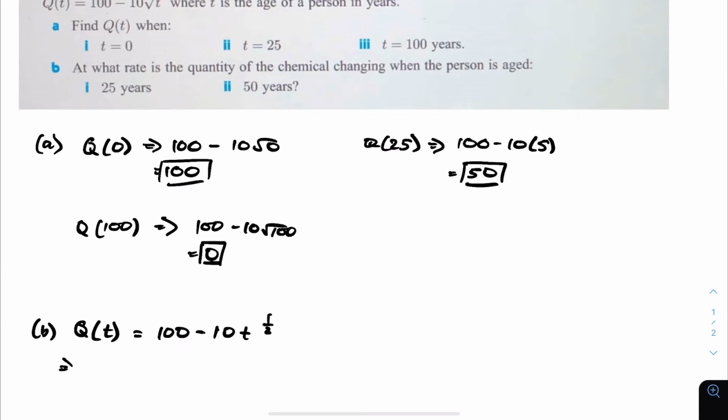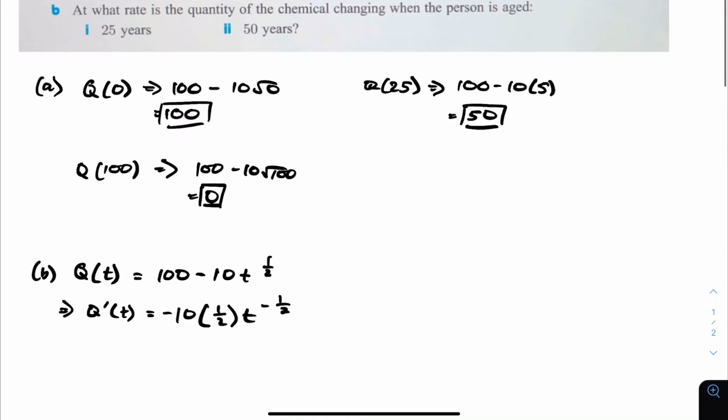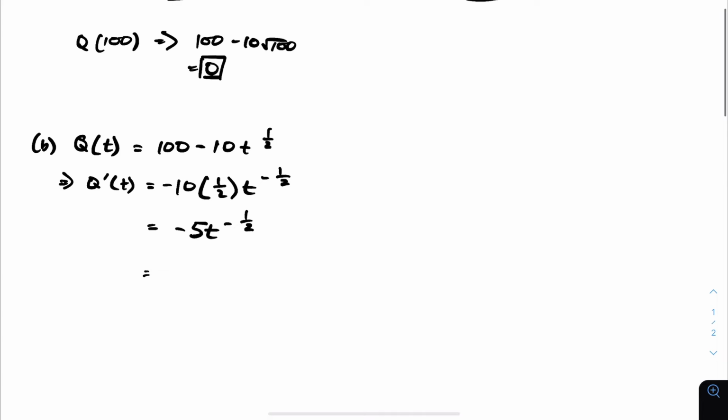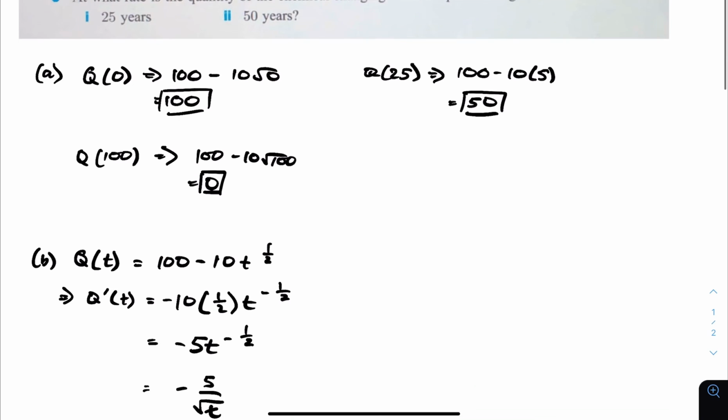So Q prime of t is equal to, then 100 goes away, but now we just differentiate this part, and we get minus 10 times half times t to the power of negative half. We decrease the power by 1, which gives us negative 5t to the power of negative half, which gives us negative 5 over root t. Oops, the t doesn't look so good. T. Now we're on to the easy part.